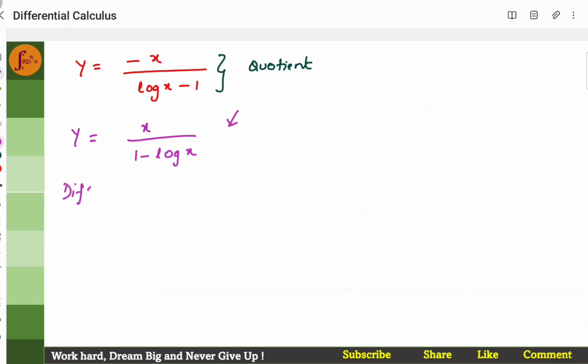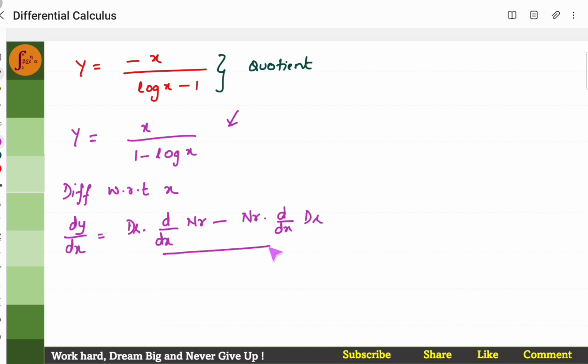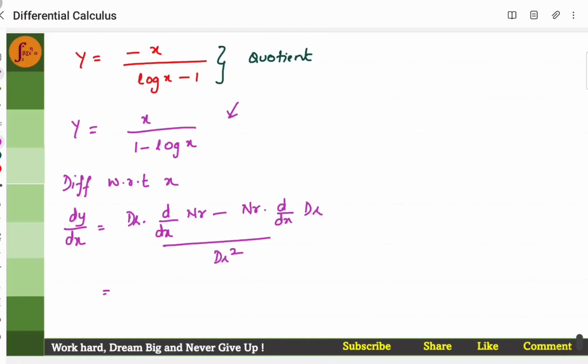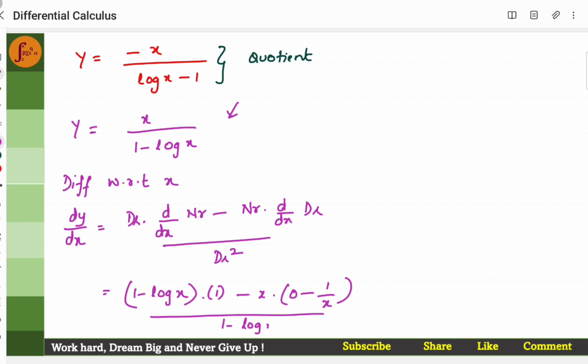Now I'll differentiate with respect to x. So I'll get dy by dx. Now I'll have to apply the quotient rule. What does the quotient rule say? Denominator into derivative of numerator minus numerator into derivative of denominator by denominator square. So denominator we have 1 minus log x into derivative of numerator, that is 1, minus numerator x into derivative of denominator, derivative of 1 minus log x: derivative of 1 is 0, derivative of log x is 1 by x, by denominator square, which is (1 minus log x) the whole square.